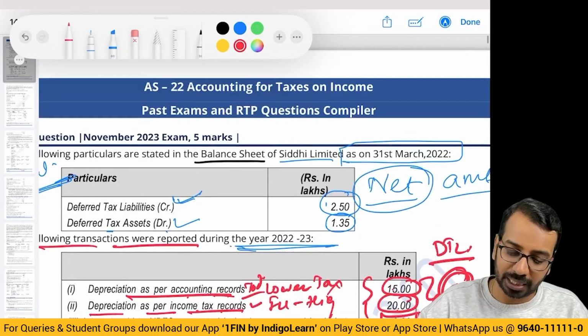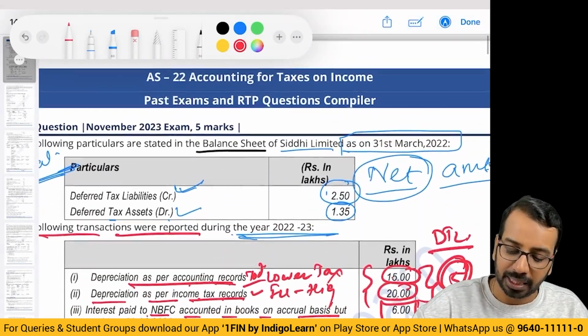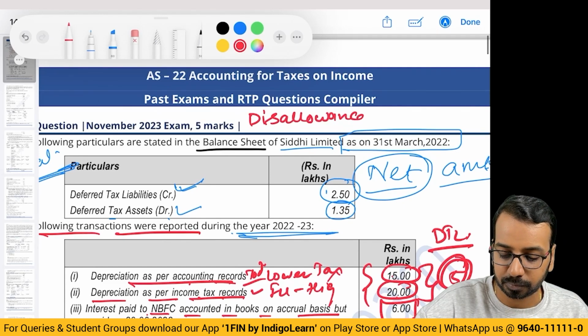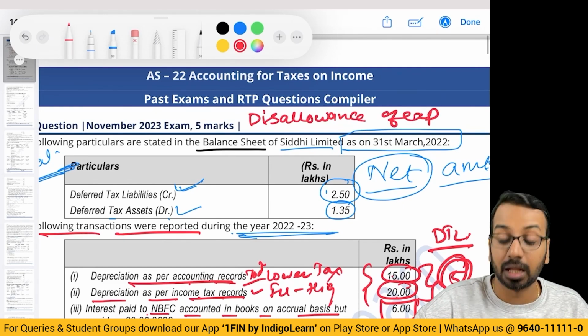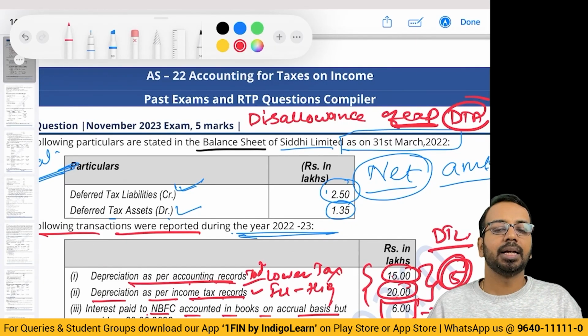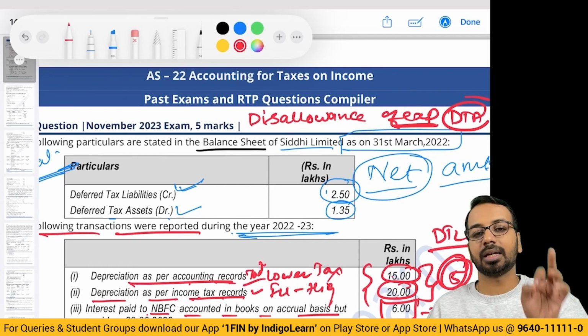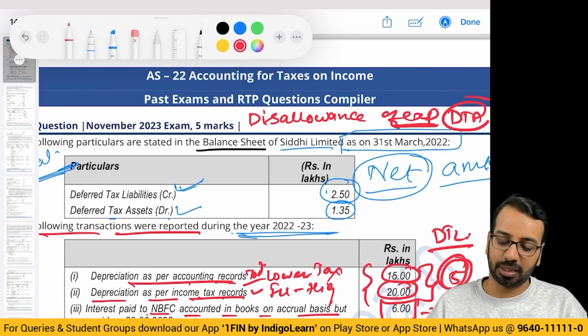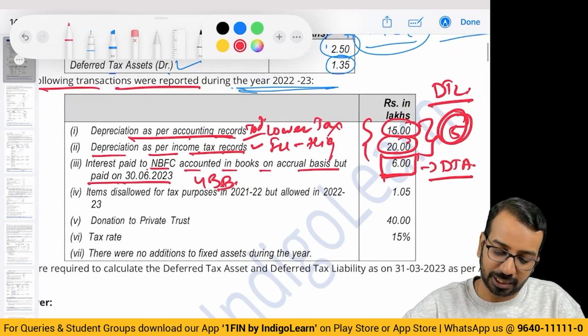So always remember, for your understanding, if there is any disallowance of expense by income tax, this will always create a DTA. Just keep this in mind. If at all there is a disallowance under the Income Tax Act, it will always create a deferred tax asset only. Okay, so this will create a DTA.